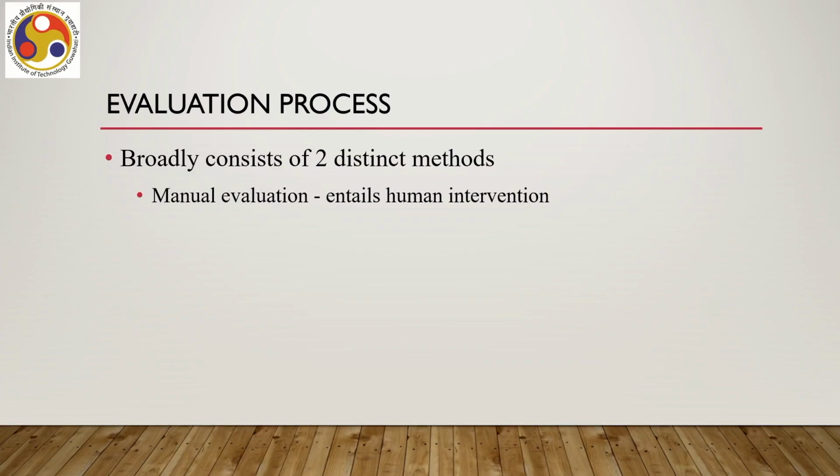Now, these measurement techniques can broadly be of 2 types. One is manual evaluation, that is based on human intervention. The other one is machine learning based evaluation or automated evaluation, where automated algorithms are used on the input to measure CS.